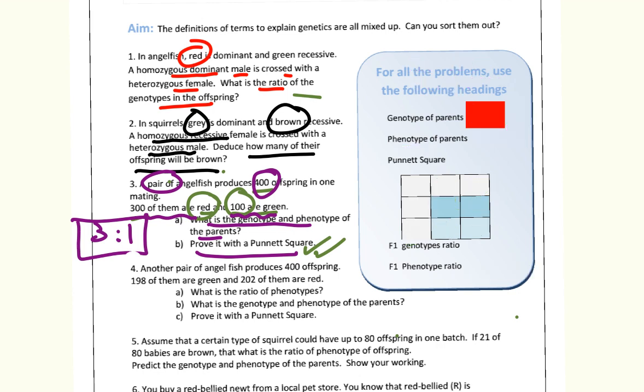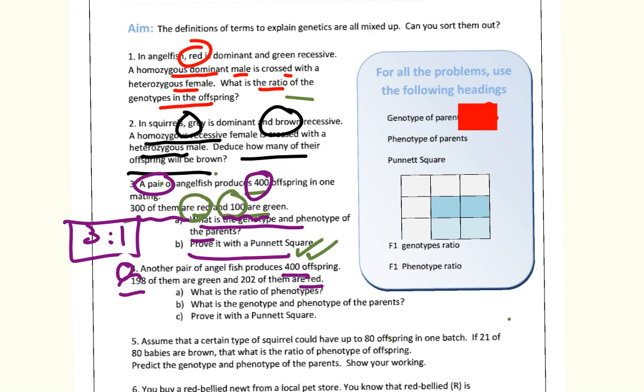Let's solve now question 4. Another pair of angelfish produces 400 offspring. 198 of them are green and 202 of them were red. What is the ratio of the phenotype? You can see that the ratio of the phenotype is almost 1 to 1, because we have almost 200 green and 200 red. So for question 1, the ratio, I will write 1 to 1. What is the genotype and phenotype of the parents?